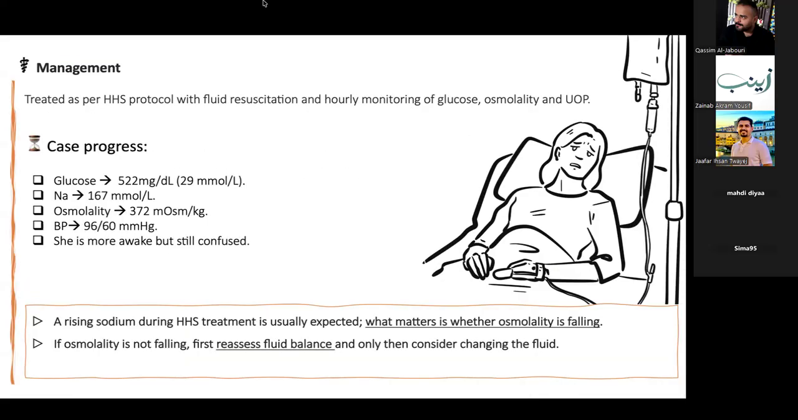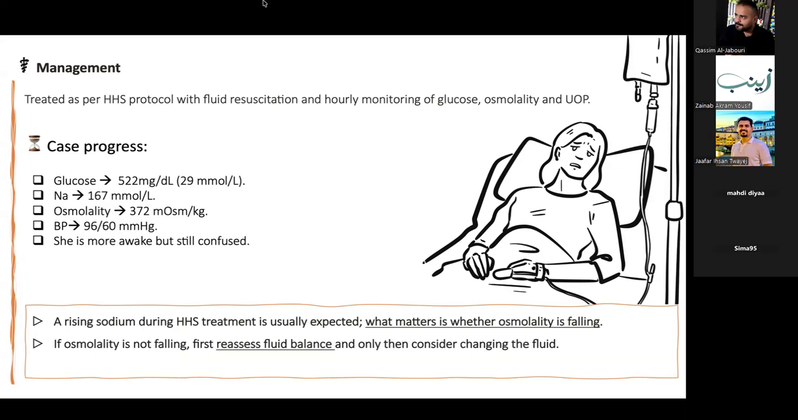Before we go, any question regarding this case before we go to our last case? Yes, dear doctor. Thank you so much, Dr. Mahdi, for your active participation. Dear doctor, I'm asking about how we can exclude pulmonary embolism in such cases, because in this case there is a tachycardia, and especially in the ECG, there is sinus tachycardia.